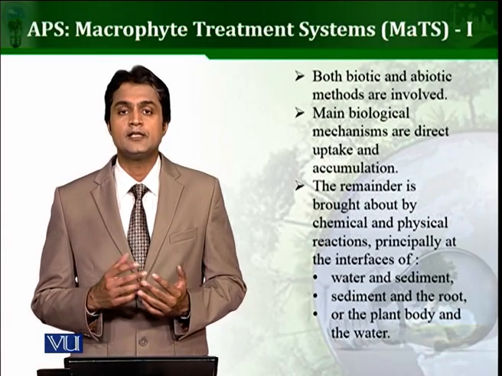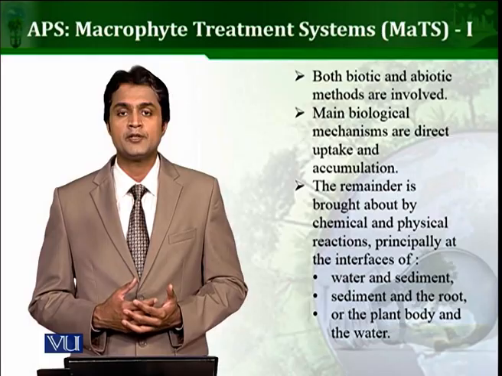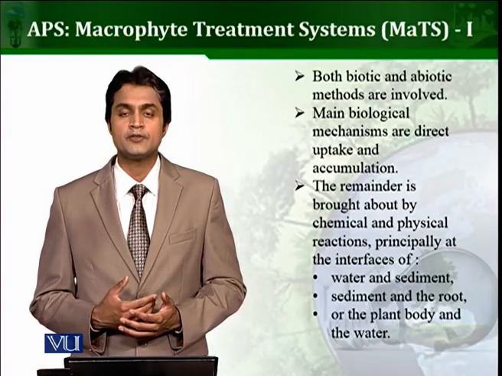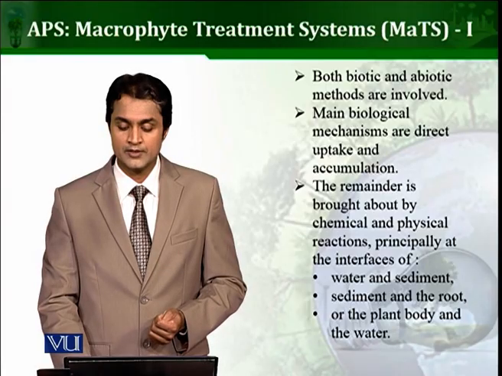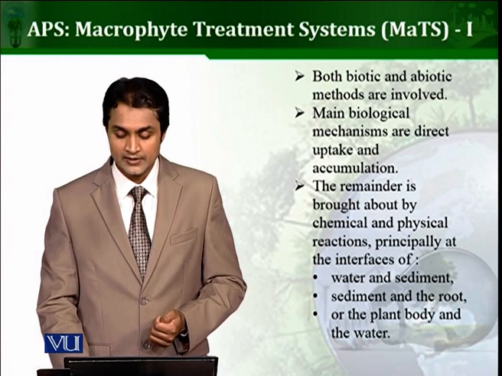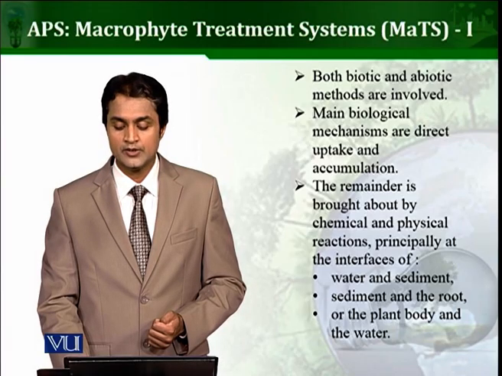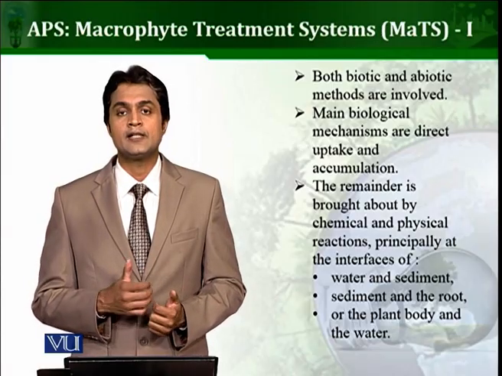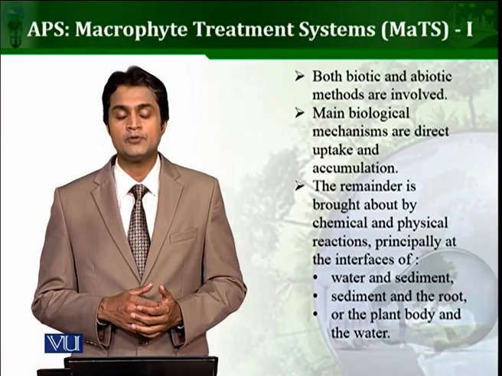Now, in addition to the processes operated by the plants and the microbes, there are certain biotic and abiotic factors operating there as well, and they also contribute in the degradation and biotransformation of the contaminant. Now, obviously, the main biological mechanisms are, of course, accumulation and transformation. There are so many other processes happening as well. Those can happen at the interfaces of water and sediment and the root, or the plant body and the water. So all these things are in contact with each other, and they help each other to transfer different types of molecules and to degrade one type of molecule into another type.